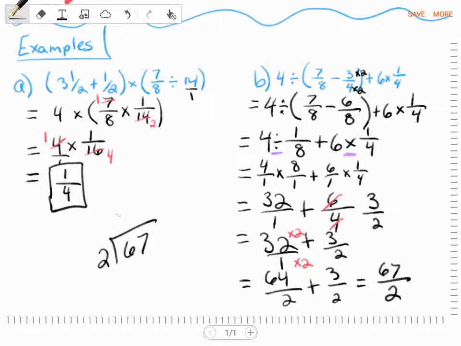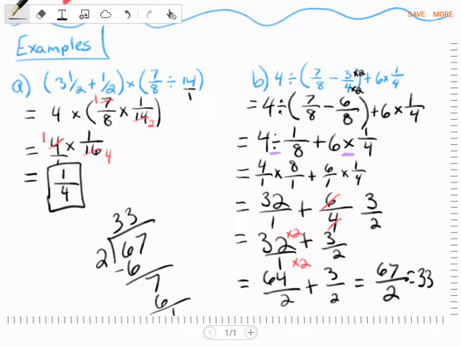2 goes into 6 3 times. Bring the 7 down. 2 goes into 7 3 times again. You get 1 left over. So this is actually 33. I'm running out of room, but 33, and we have 1 out of 2 left over. So you get 33 and 1/2.